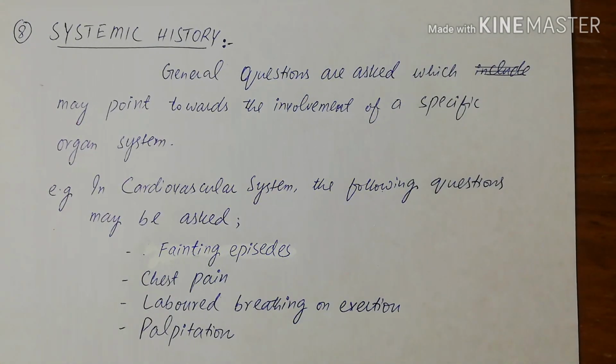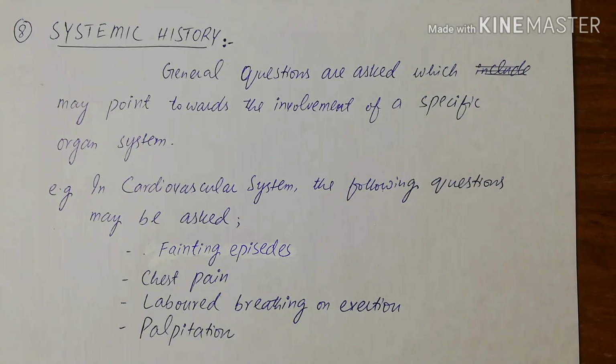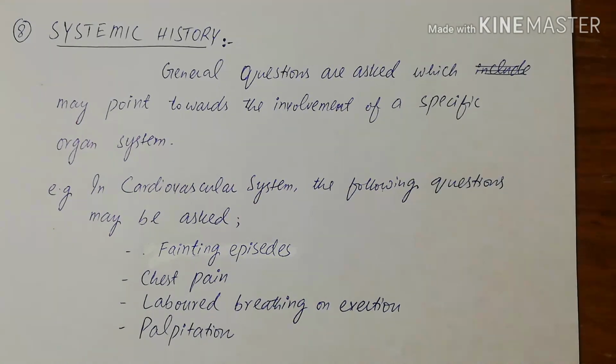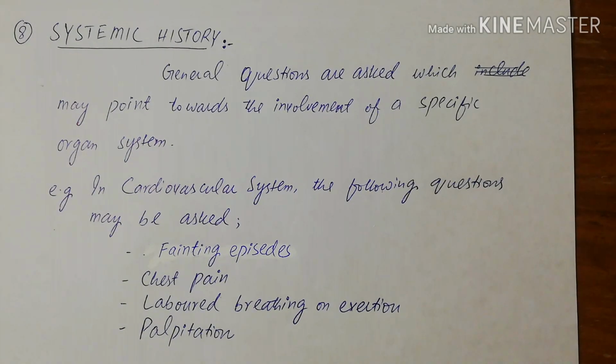In the last, we take a systemic history, and in this, we ask general questions which may point towards the involvement of a specific organ system. Like in cardiovascular system, the following questions may be asked, like fainting episodes, any chest pain, labored breathing on exertion, or any palpitation.